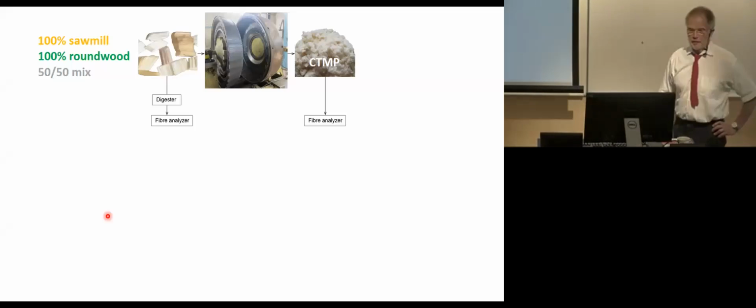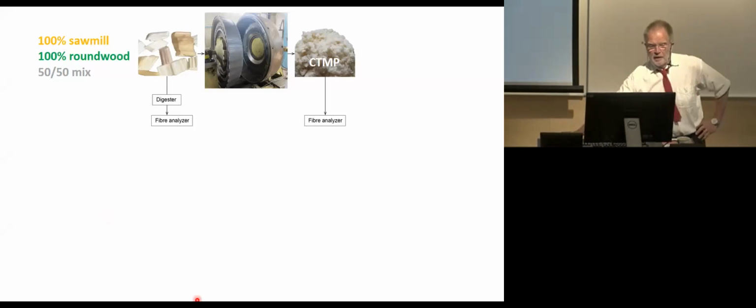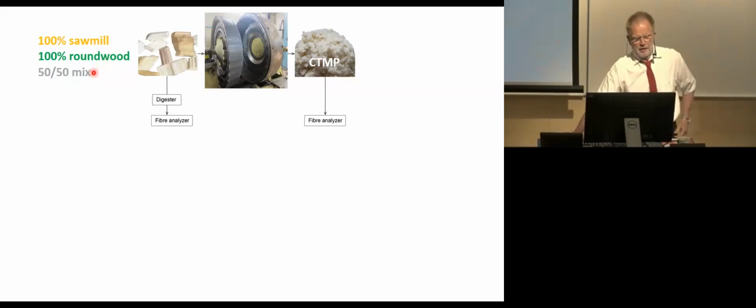So here we have a study we did in Skoghall with CTMP. Here you have the raw material. In one case it was 100% sawmill chips, and then it was 100% roundwood chips from different parts of the log, so the fibers are different. And then you had a mixture of these two. And then we took samples of the chips, we digested it so we could run it through the fiber analyzer.